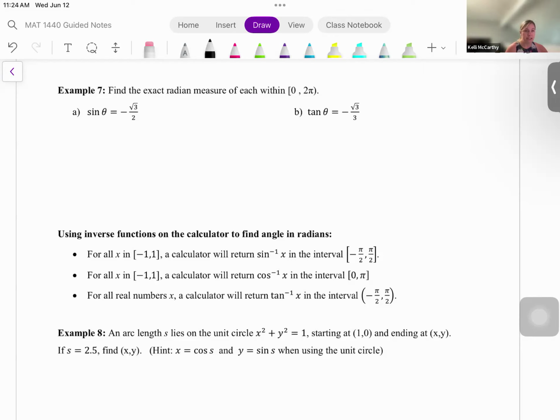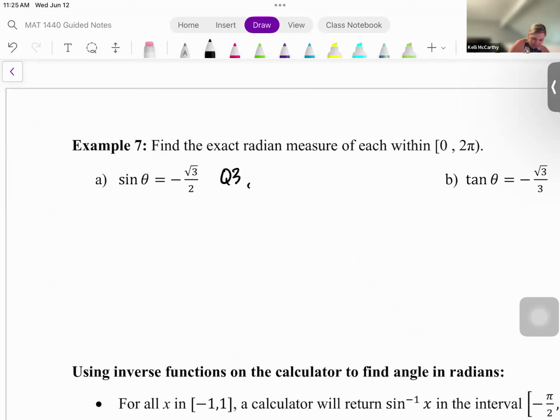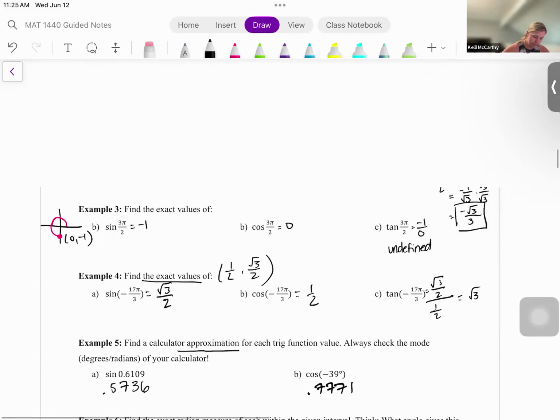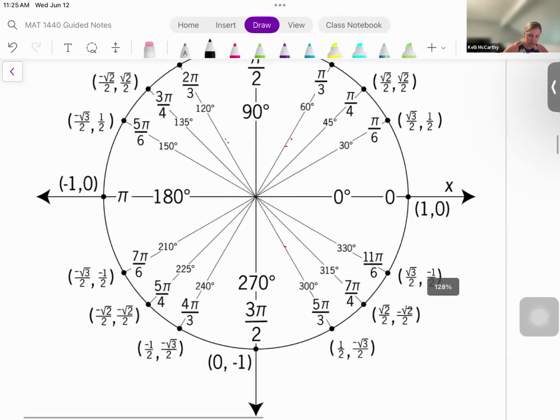So sine of theta is negative square root of 3 over 2. That's our y value. If sine is negative, that means we know we're in quadrants 3 and 4. So we're going to end up with two angle measures that have a sine value of negative square root of 3 over 2, and they're going to occur in that third and fourth quadrant.